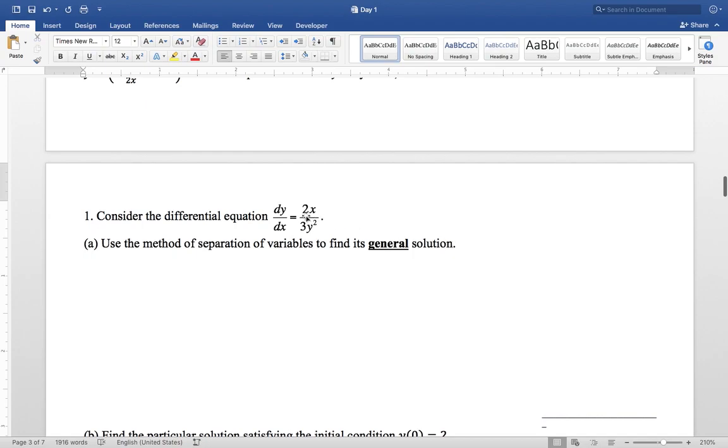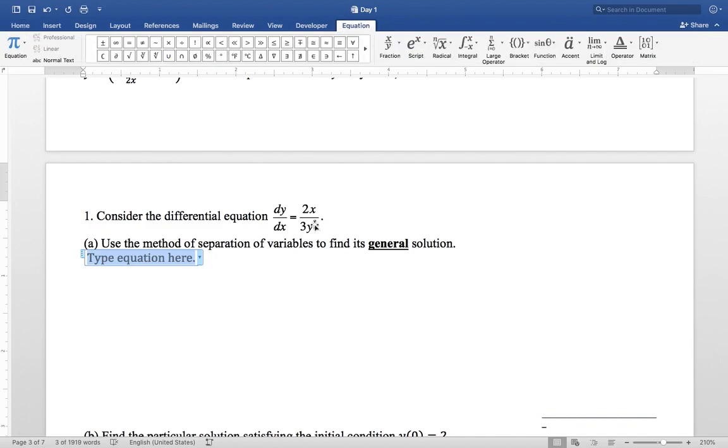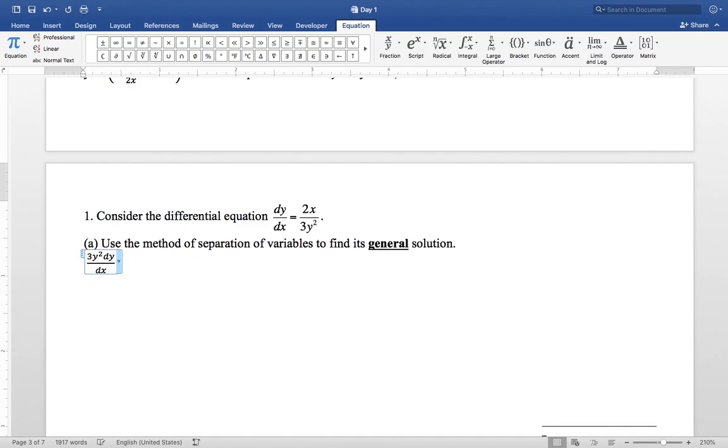So the first move is to, well, first of all, convert to Leibniz notation if we have to. We don't have to here. It's already in Leibniz notation. So what I'm going to proceed to do is separate the variables. I put all of the terms involving y on one side and all of the terms involving x on the other. You can think of it as cross multiplication or however you want to think of it. If I multiply both sides of this equation by 3y squared, getting rid of this denominator here, I get 3y squared dy over dx equals 2x. Okay, so if I multiply both sides by 3y squared, that's what I obtain.